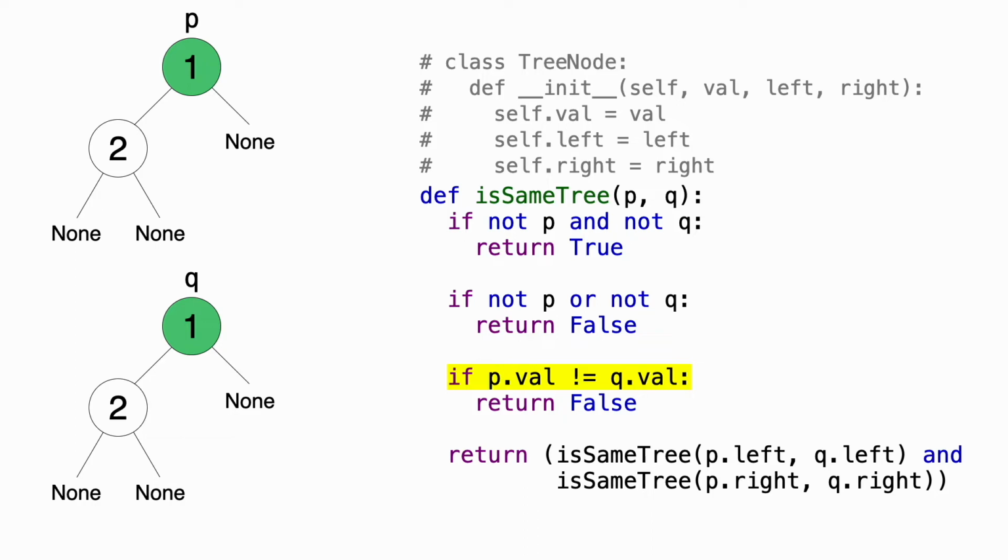This means that P and Q are the same, so now let's move on to the next node down the tree. We'll start by checking the left subtree, and we'll do this by recursively calling the function again and passing in P.left and Q.left, which are the left nodes.